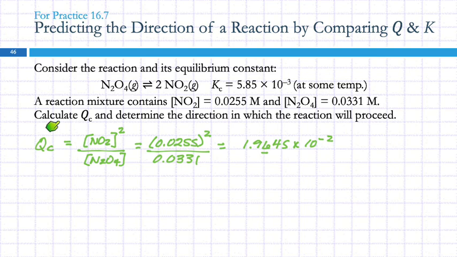So we accomplished our first goal, calculate Qc. The second one is more important. Determine the direction in which the reaction will proceed. Is this reaction going to form more products, or is it going to go in reverse and form more reactants? We can figure that out by comparing this value to the equilibrium constant. So we want to know, is Q greater than or less than Kc? Greater than.